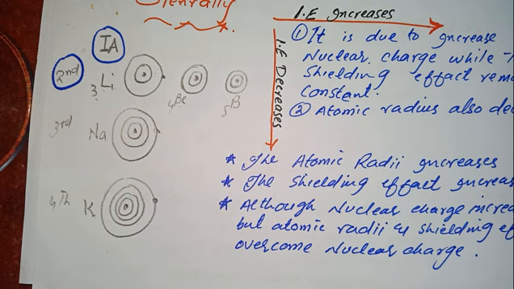So it is all about ionization energy: the first and second ionization energy, and the trends of ionization energy in the periodic table. So that's it.